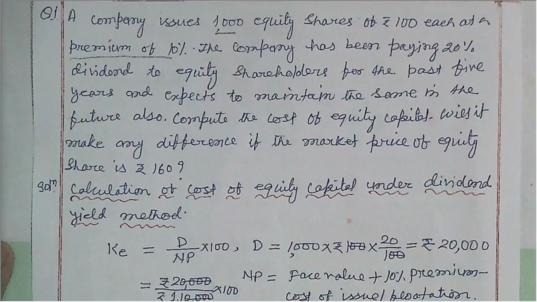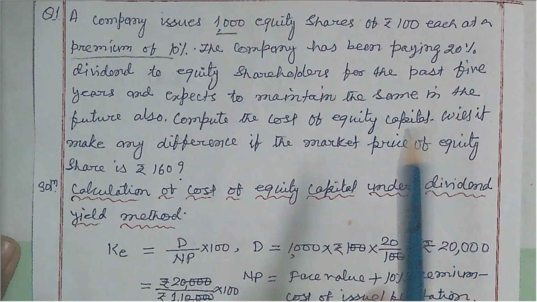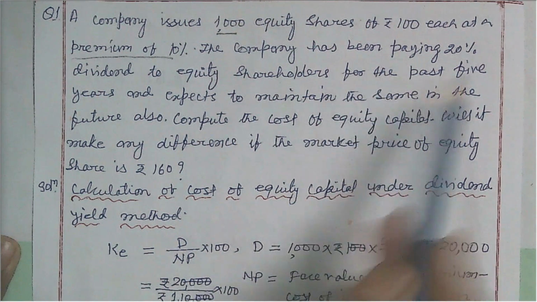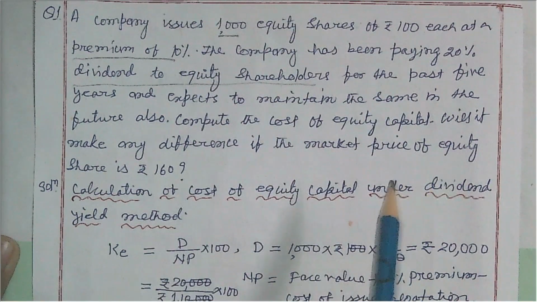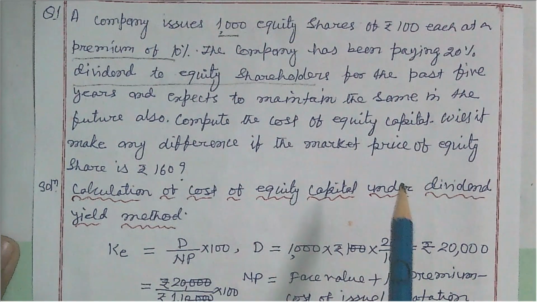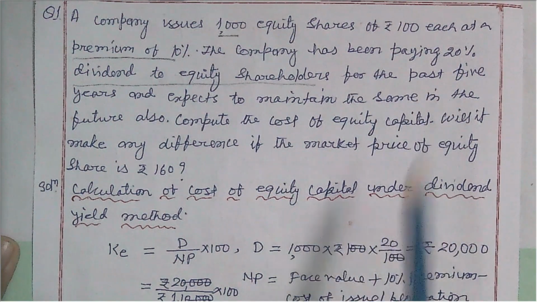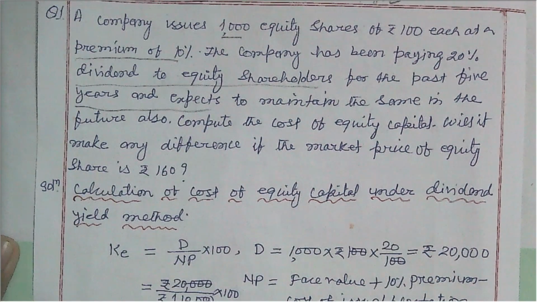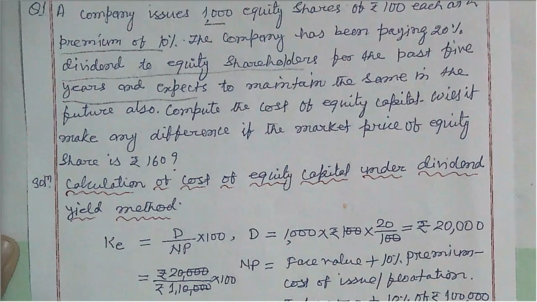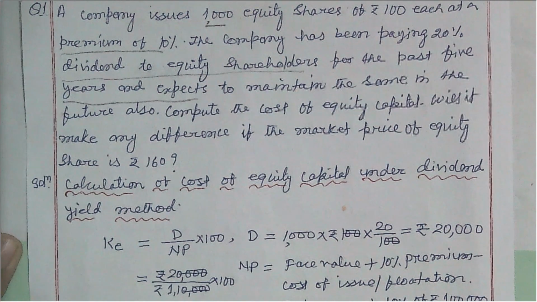Here it is the net profits: face value plus premium minus cost of expenses. But the company has been paying 20% dividend to equity shareholders. Has been paying means that for the past many years the company is paying a constant dividend rate of 20%. For the past 5 years, the company has been paying this amount of dividend. That is a constant, stable dividend policy that has been followed.